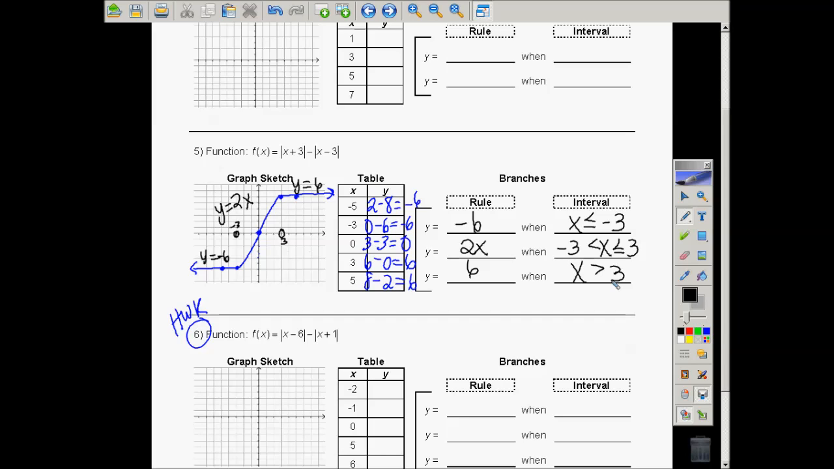Yep. All right. So what are our homework problems? 3, 4, and 6. How come that one isn't greater than? Which one? The last one. X is greater than 3. But why isn't it greater than or equal to? Because we already accounted for the equal to right here.